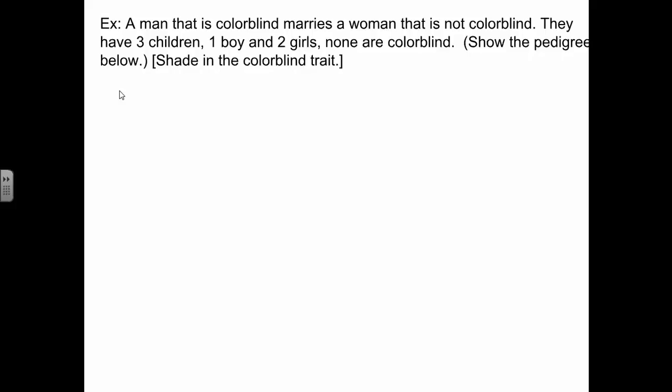Okay. So a man that's colorblind, raise your hand if you could tell me what symbol we are going to use. Ava? A shaded square? Yeah, shaded square. A man, he's shaded because he does have this characteristic. He marries a woman who is not colorblind. Deanna? A not shaded circle? Yeah, an unshaded circle. Since they're married and they're going to have children, we connect them directly side to side.